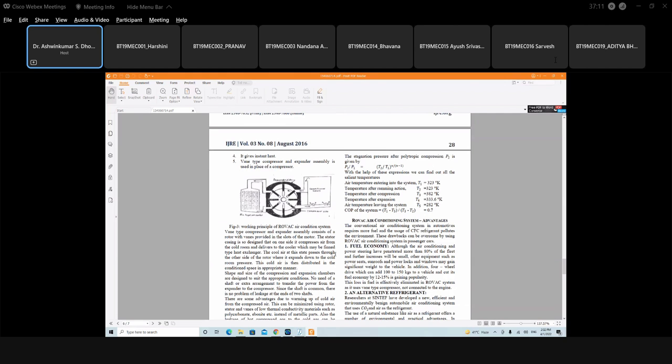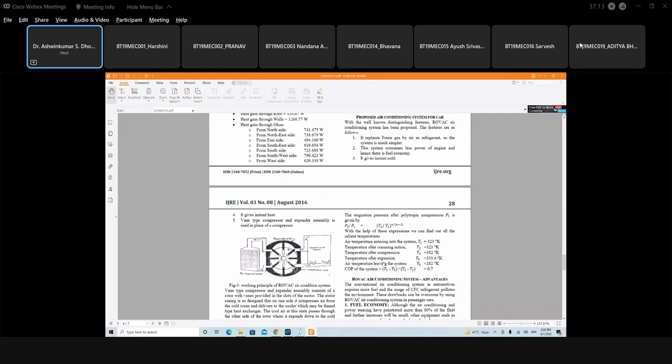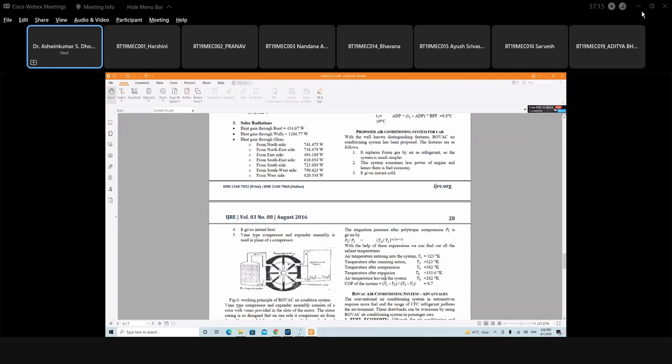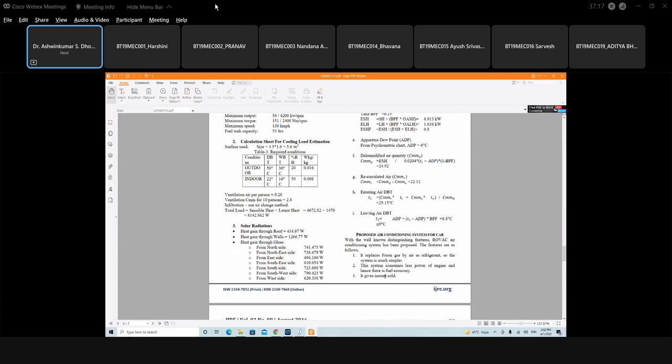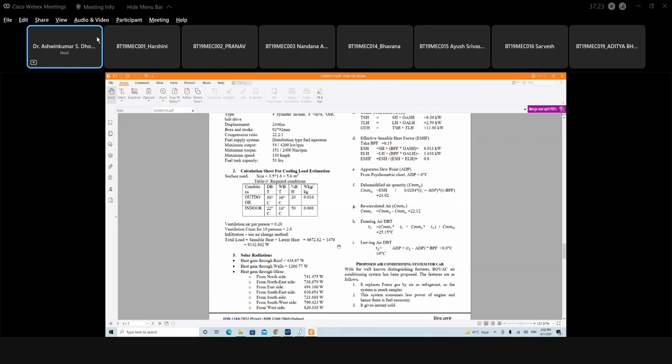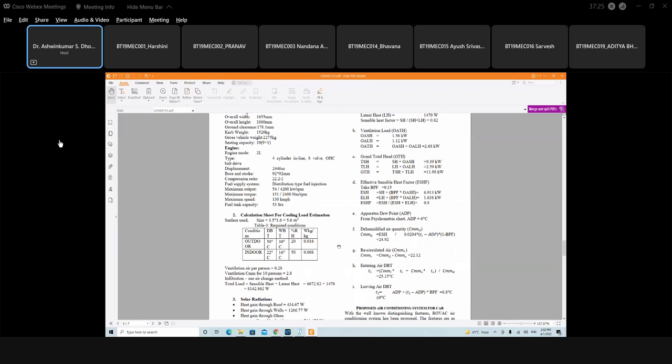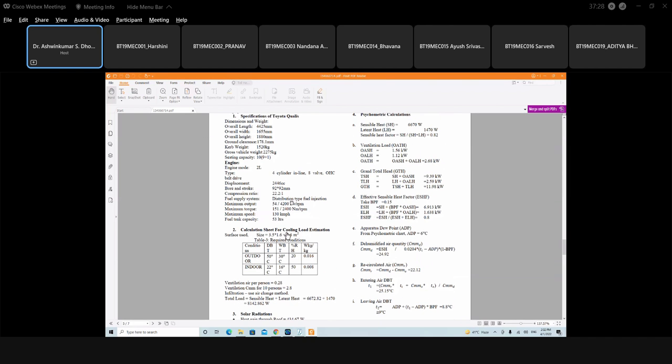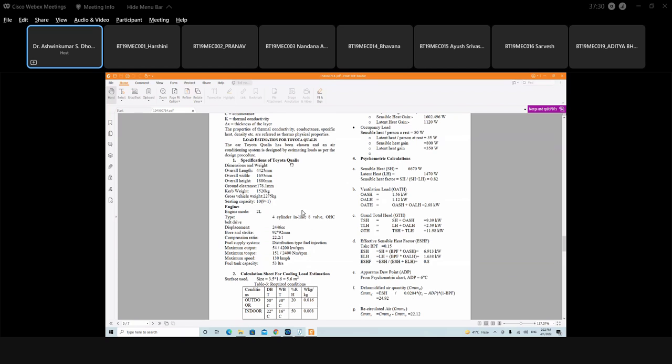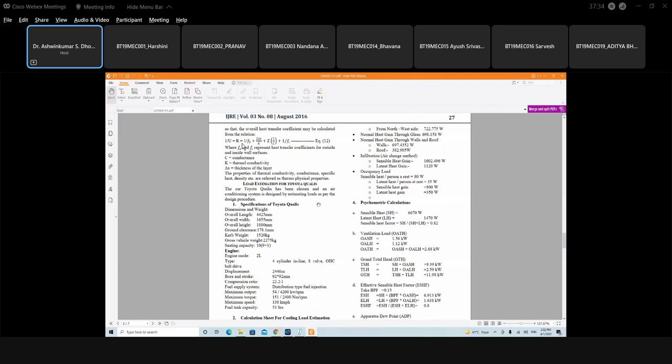तो सर आप ये भी कर सकते हो कि उन्होंने क्या क्या वैल्यूज दिया हुआ है, तो इसके हिसाब से आप भी कैलकुलेट करके देख सकते हो. वेंटिलेशन एरिया पर पर्सन, वेंटिलेशन CMM, क्यूबिक मीटर पर मिनट फॉर 10 पर्सन. Then these are the engine details. They have shown the specification of Toyota Qualis for which they have estimated the load. This is the same equation which we discussed.